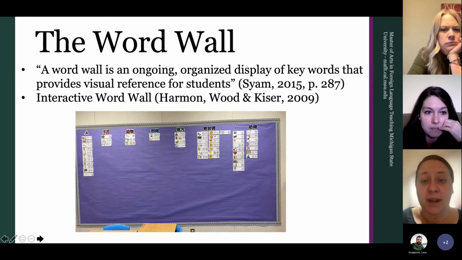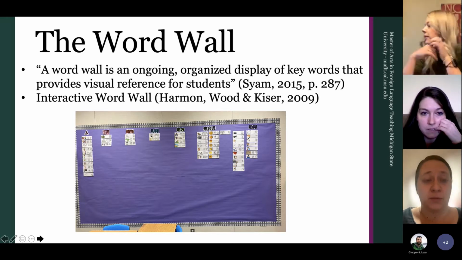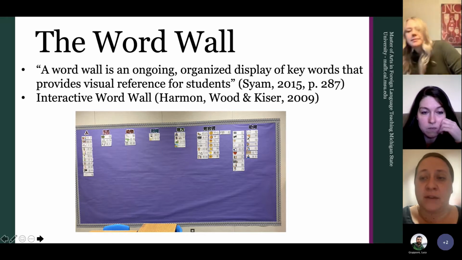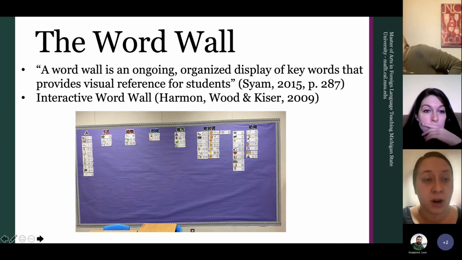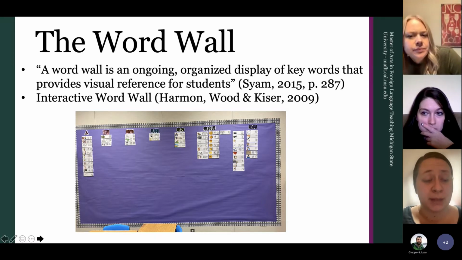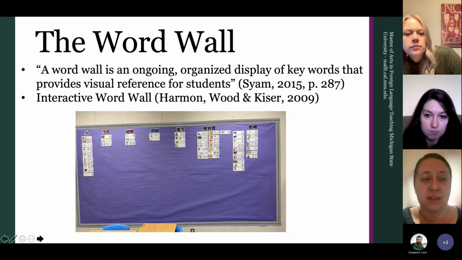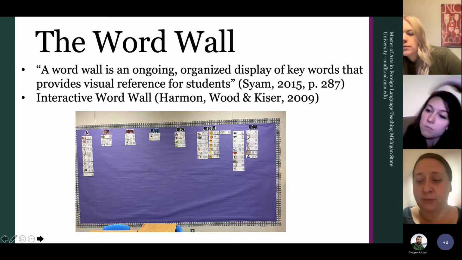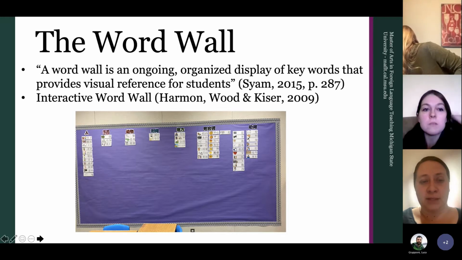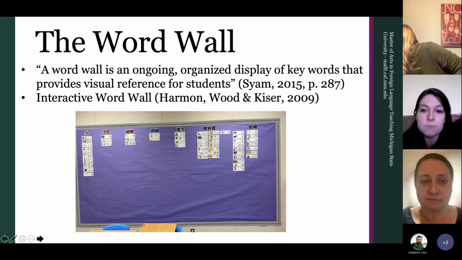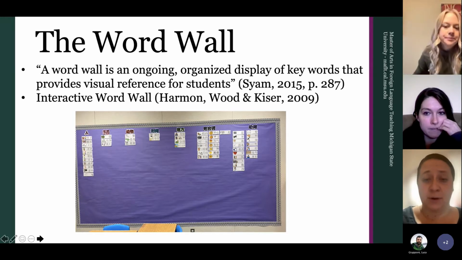But word walls can also be quite complex, and I'm sure many of you are familiar with interactive word walls, a concept introduced by Harmon, Wood, and Kaiser. An interactive word wall is more of the ongoing reference mentioned above, where students might create their own cards to put on the word wall. They draw their own pictures or symbols to explain the concept, and then they refer back to it through a variety of proficiency-based tasks or communicative activities.